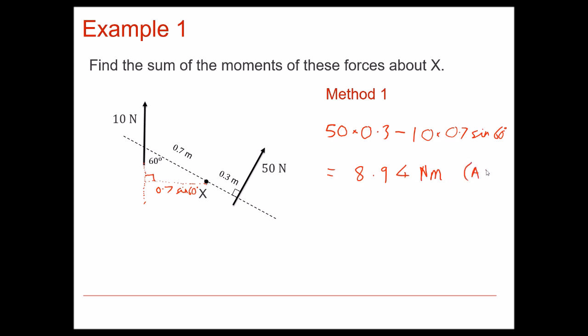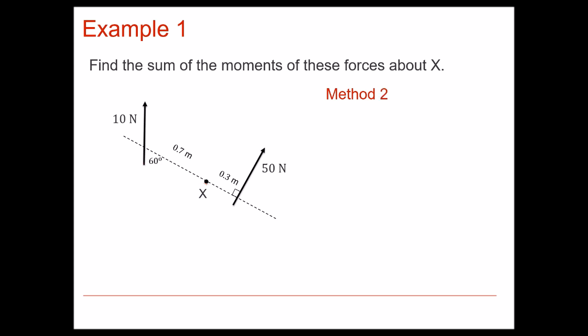I would recommend saying anti-clockwise, just to make it absolutely clear which direction that turn is in. Now we're going to look at exactly the same thing again, but we're going to do it with a slightly different method. We always have this choice, and we'll see that we get the same result. So again, we've got 0.3 times 50 anti-clockwise.